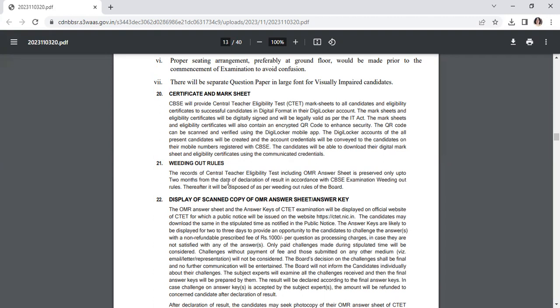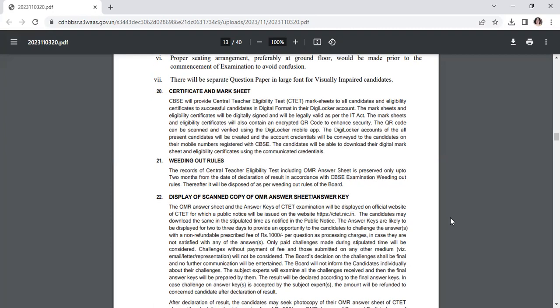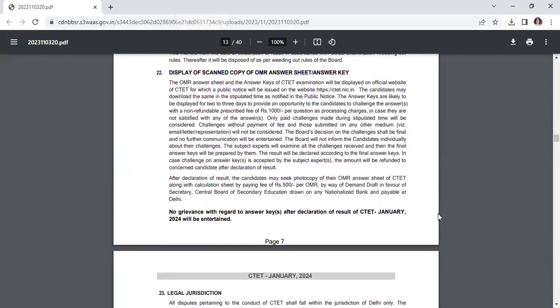Weeding out rules. The record of the Central Teacher Eligibility Test, including OMR answer sheets, is preserved only up to 2 months from the date of declaration of result, in accordance with the CBSE examination weeding out rules. Thereafter, it will be disposed of as per the weeding out rules of the board. Display of scan copy of the OMR answer sheet and answer key. The OMR answer sheet and the answer keys of the CTET examination will be displayed on the official website of CTET, for which a public notice will be issued on the website http://ctet.nic.in. The candidates may download the same in the stipulated time as notified in the public notice.